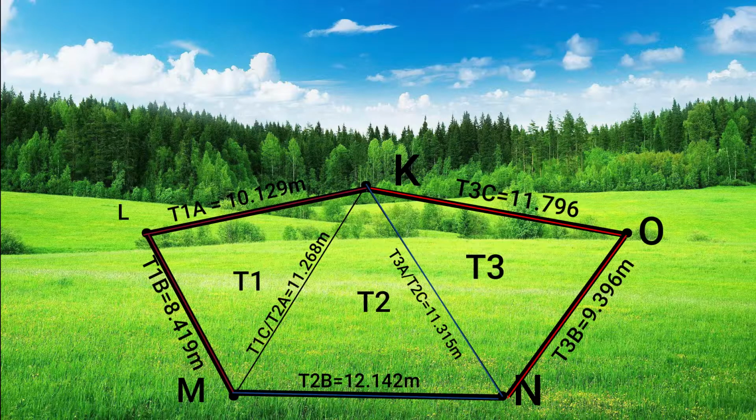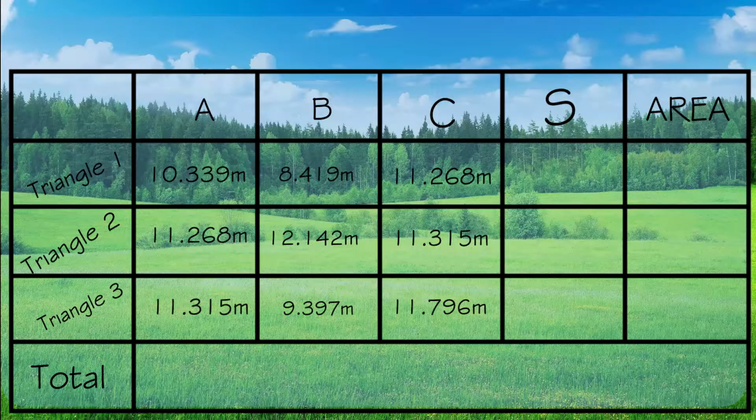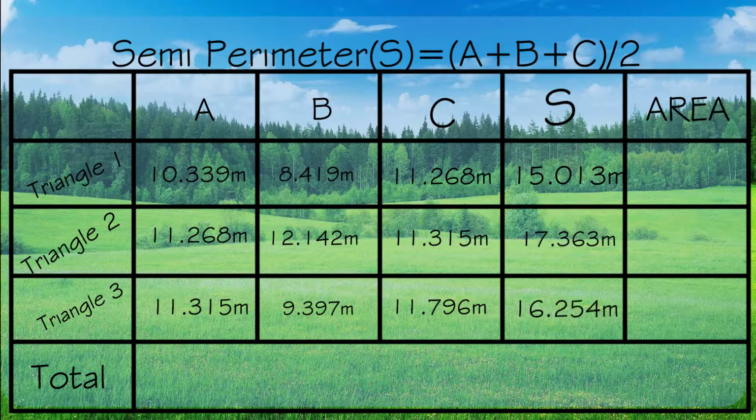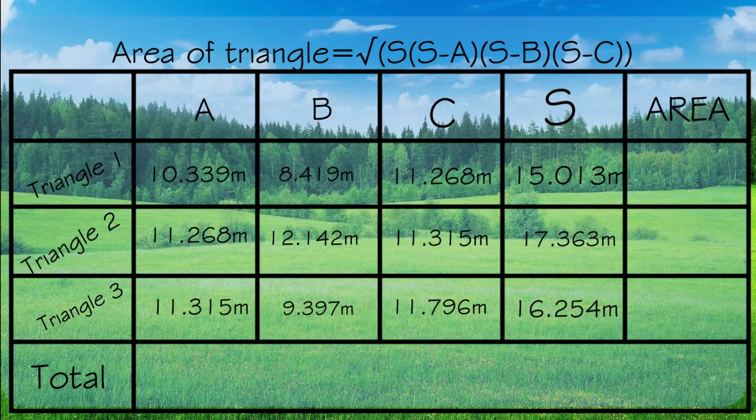Measure all of its 3 sides and label this as side A, side B, and side C. Write it down because we're going to need it later. Then, compute for its semi-perimeter, that is by getting the perimeter and dividing it by 2. Label it as S. The next part will be a bit easy because we'll just have to simply substitute these values we have in the formula.